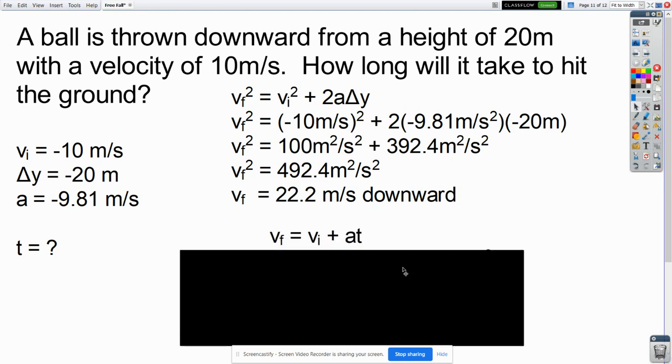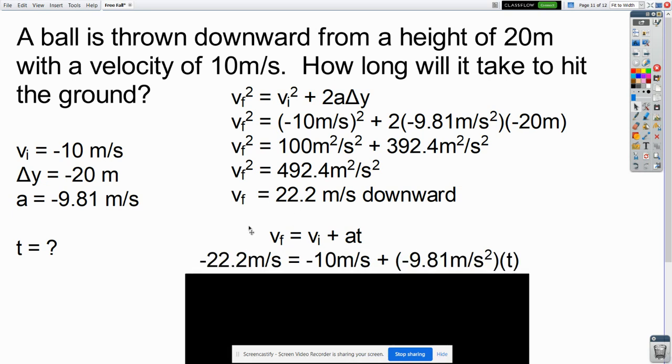So when we go to substitute it into this equation to find t, we want to make sure we put that in as a negative number. You can't put downward into the equation, so we have to make sure we put it in as negative, 22.2. Vi is negative 10, A is negative 9.81. Solve this for t.